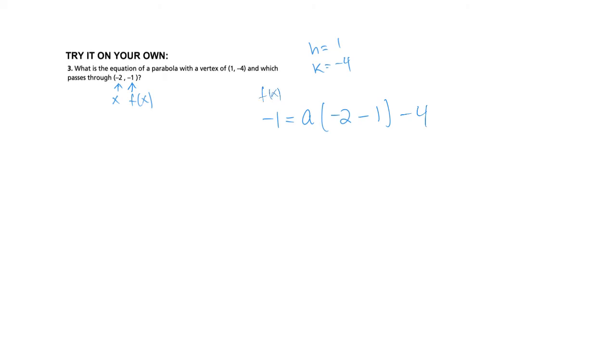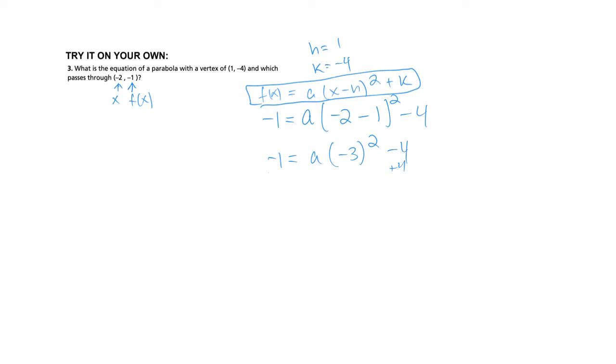Again, that was f of x equals a times x minus h squared. Oh, I missed the squared, plus k. Good thing I wrote the equation. So we get -1 equals a times -3 squared minus 4. I'm going to add 4 to both sides, and -3 squared is 9, so we get 3 equals 9a. So a equals 1/3, because you divide by 9.